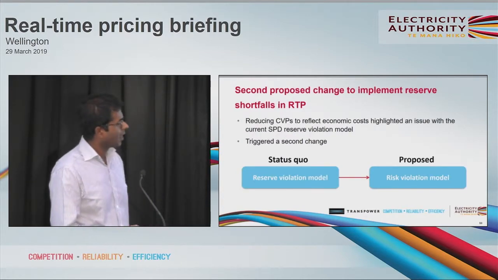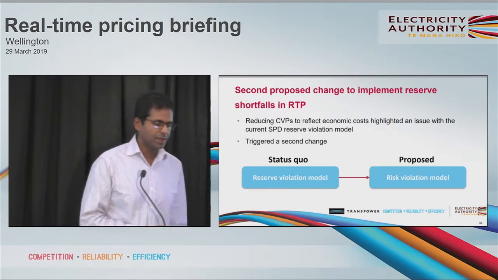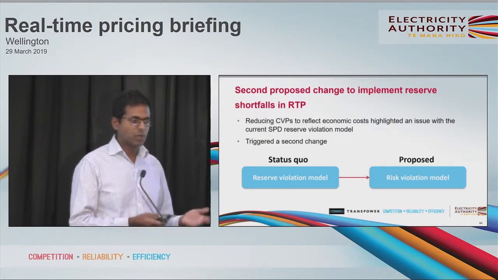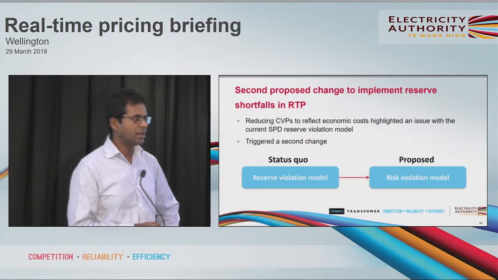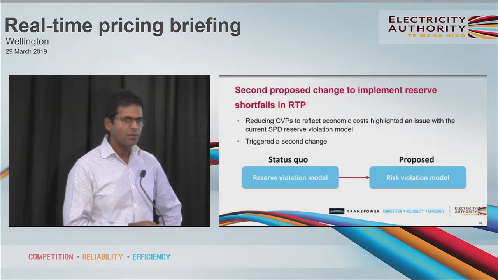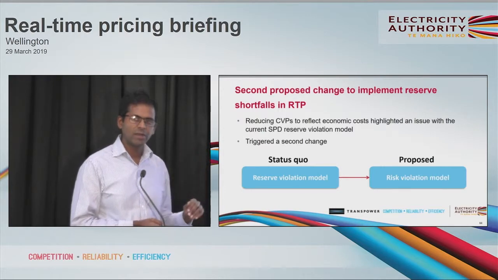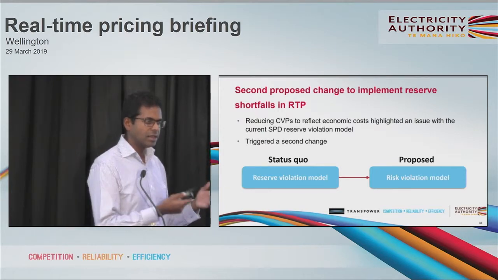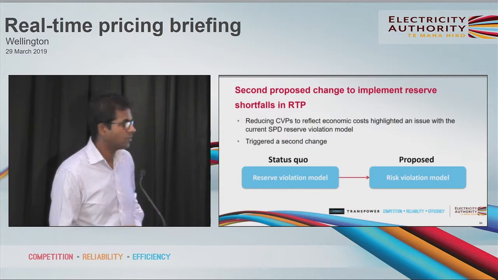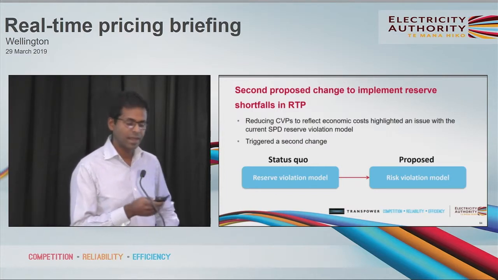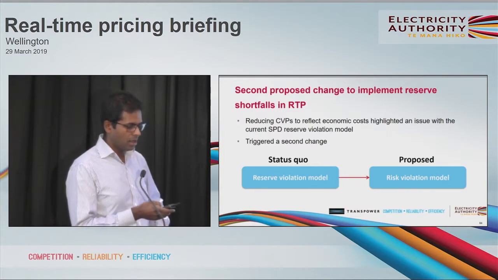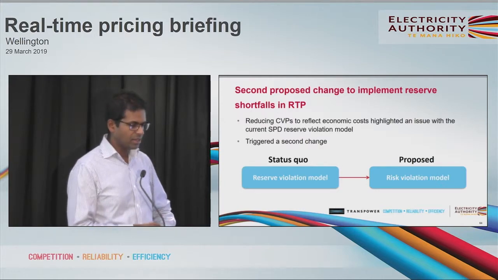But when these were reduced, they basically showed up some flaws in the current model, and really that's because when we start reducing the CVPs to economic indicators, it starts suppressing the energy price to levels where it actually undercuts actual market offers. So that's what triggered the second change.